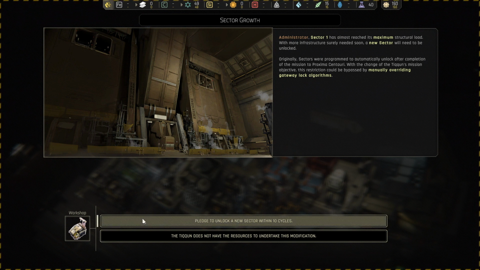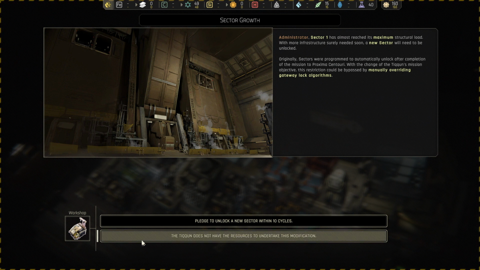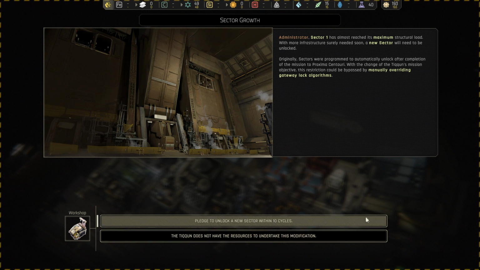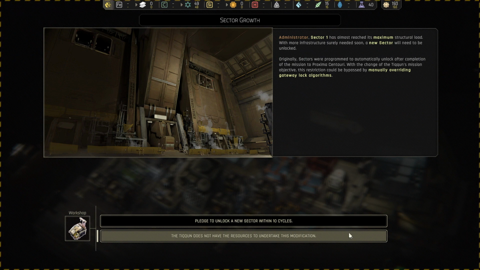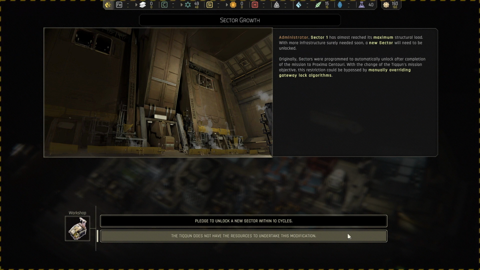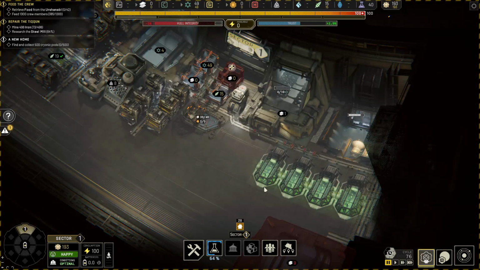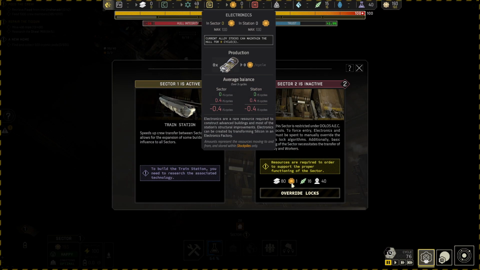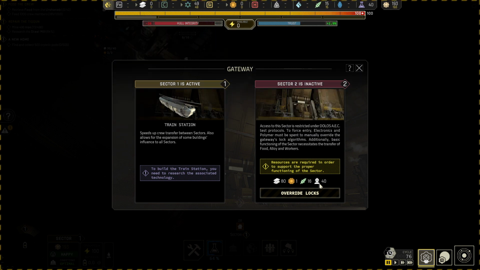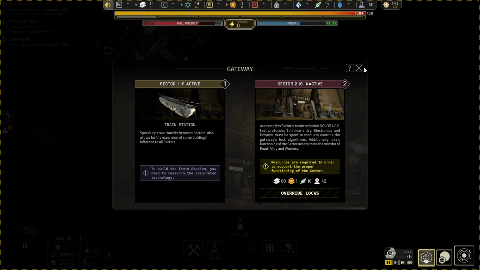So pledge to open one within 10 cycles, or the Tycoon does not have the resources to undertake this modification. I'm going to say no. In the test game and the original stream game, I said yes, but I'm going to say no. And that's because unlocking requires some alloy, processor, a little bit of food, nothing bad. But it requires 40 people to be committed.